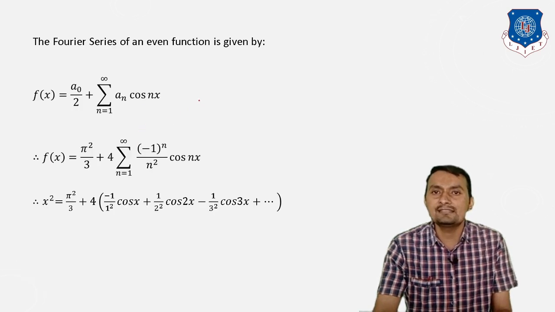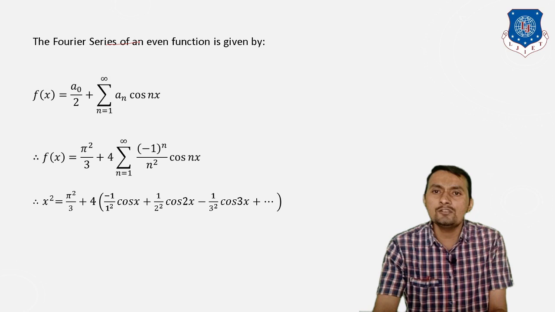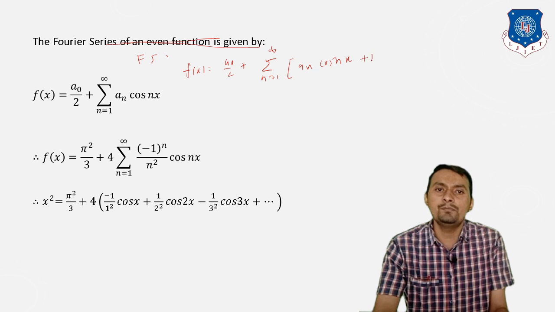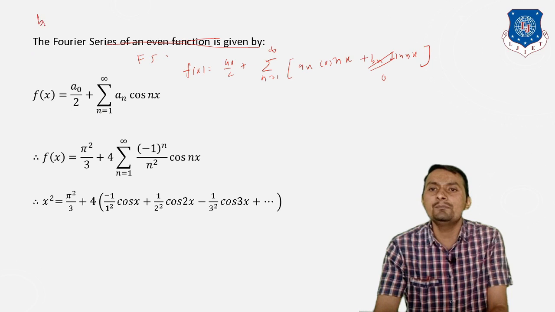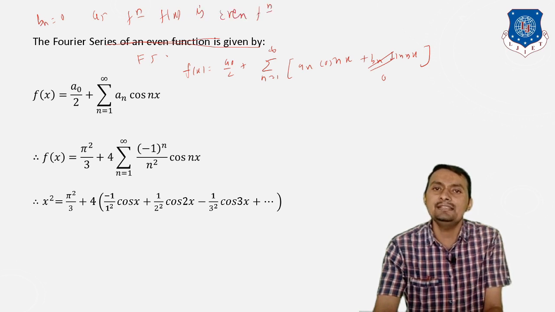Therefore our Fourier series, if you do not want to write this, instead of that you can write: the Fourier series of f of x is equal to a0 by 2 plus summation from 1 to infinity an cos nx plus bn sin nx. But the function is an even function, so already we have said that bn is going to be 0. So in that case we will put bn as 0, as function f of x is an even function. It is more than enough.